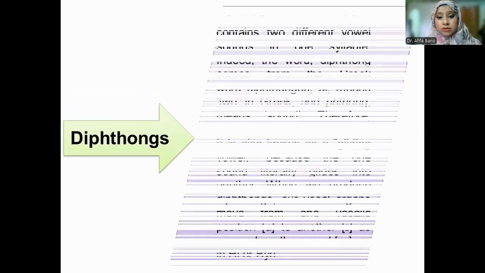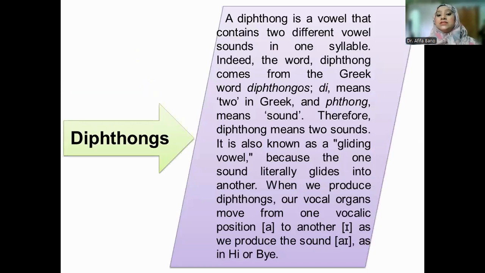Now let's see diphthongs. What are diphthongs? A diphthong is actually a vowel that contains two different vowel sounds in one syllable. It means the combination of two vowel sounds is called a diphthong.